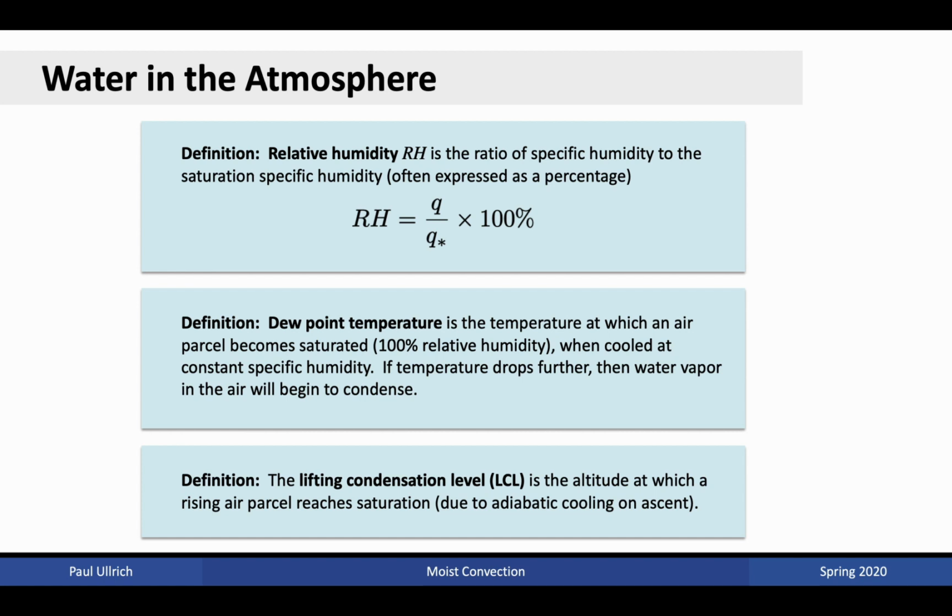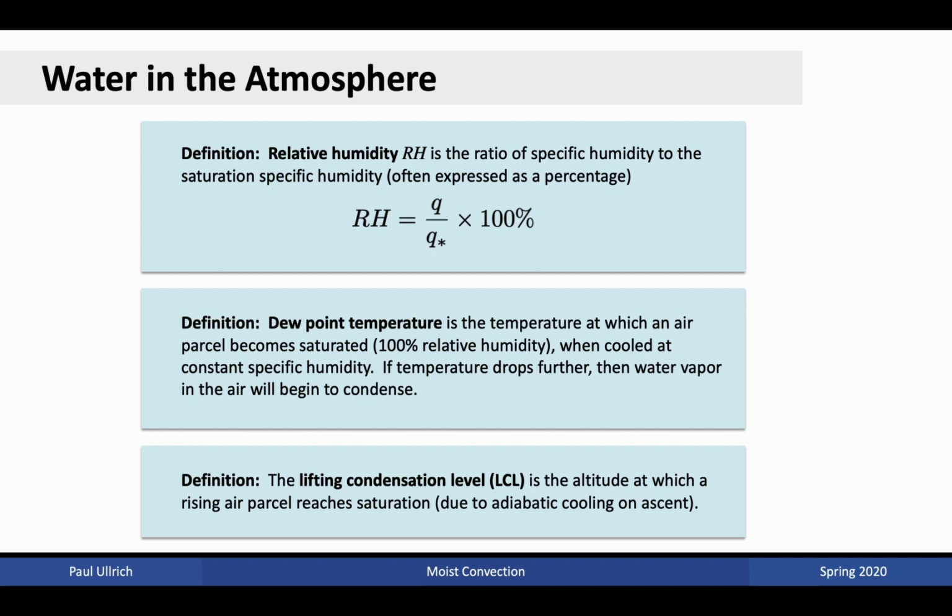The second definition we need is dew point temperature. This is the temperature at which an air parcel becomes saturated, or achieves 100% relative humidity, when it is cooled at constant specific humidity. So, obviously, cooling the temperature of the fluid parcel will result in bringing the saturation-specific humidity down. This is because the saturation vapor pressure determined from the Clausius-Clapeyron relationship has a strong temperature dependence, with air being unable to hold as much water vapor at cooler temperatures.